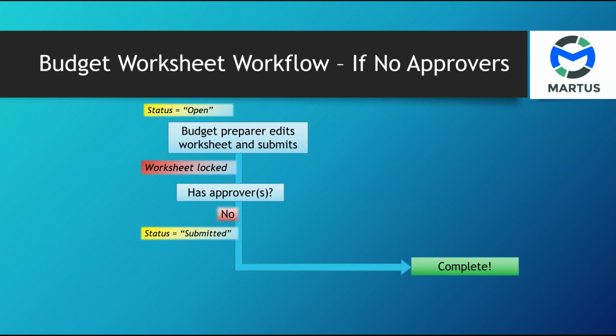The last part of this video illustrates the budget workflow process, both with and without approvers. This first diagram shows what happens to a budget worksheet if you don't use the approval feature at all, or if the worksheet simply has no approvers assigned. The worksheet starts out with the open status and can be updated by the budget preparer. The budget preparer edits the worksheet and saves as often as necessary. When done, they click Submit. If there is no approver assigned, the status is changed to Submitted, and the budget process is complete for that worksheet.